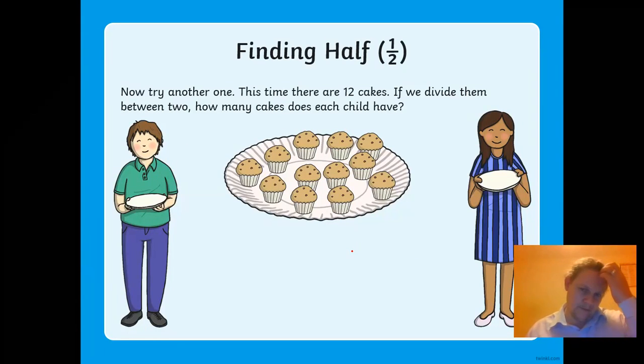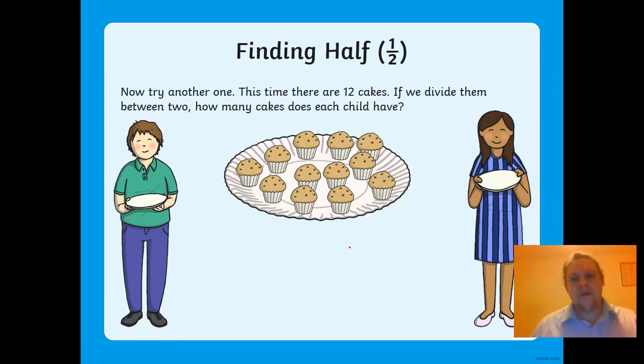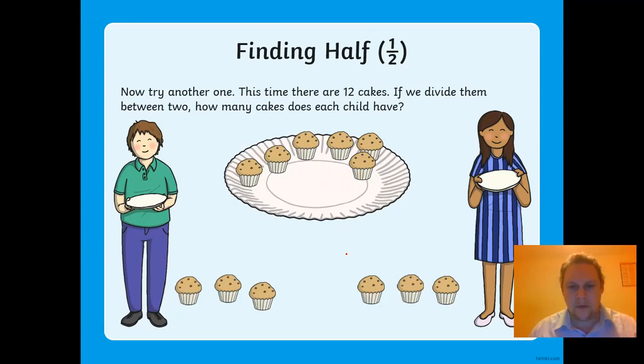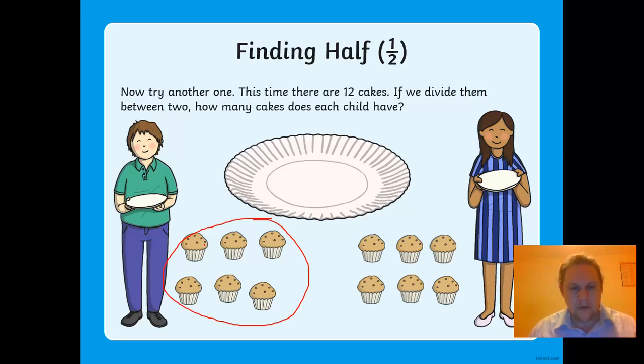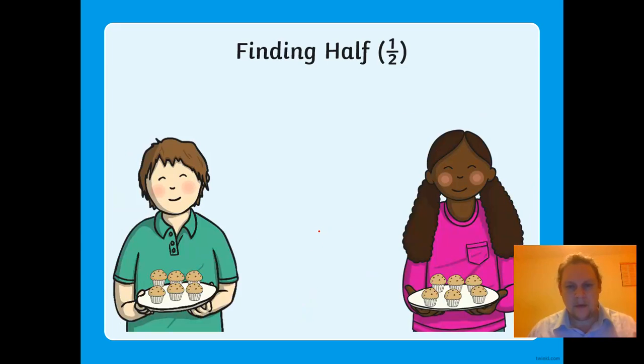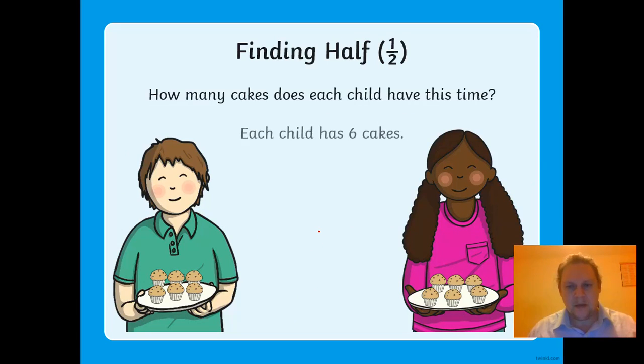All right, another one. This time we've got 12 cakes. If we divide them between 2, how many cakes does each child have? Let's find out. 1, 2, 3, go. Let's do it really quick. Rightio. This time, how many have we got? 1, 2, 3, 4, 5, 6. And the girl got 6 as well. So, how many cakes does each child have this time? Each child has 6 cakes. Half of 12 is 6.